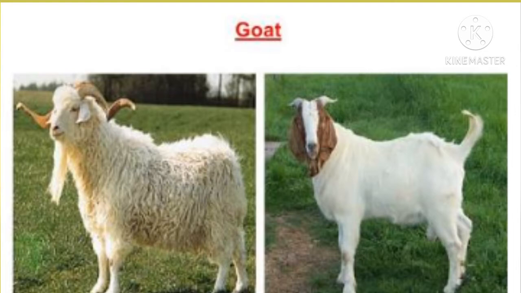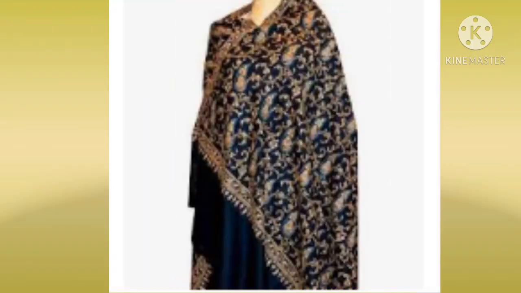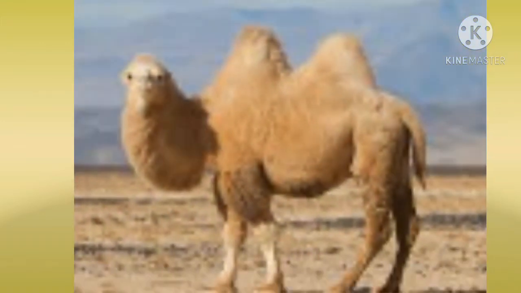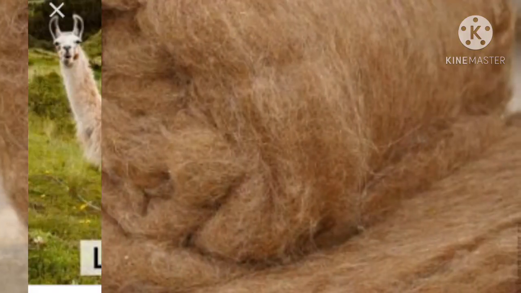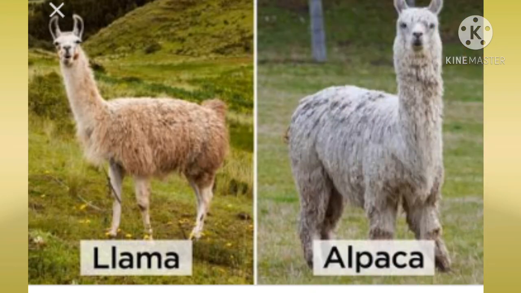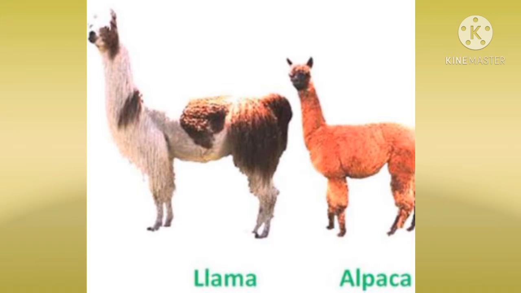Wool is also obtained from goat hair. The underfur of Kashmiri goat is soft. It is woven into fine shawls called pashmina shawls. The fur or the hair on the body of camels is also used as wool. Llama and alpaca, found in South America, also yield wool.